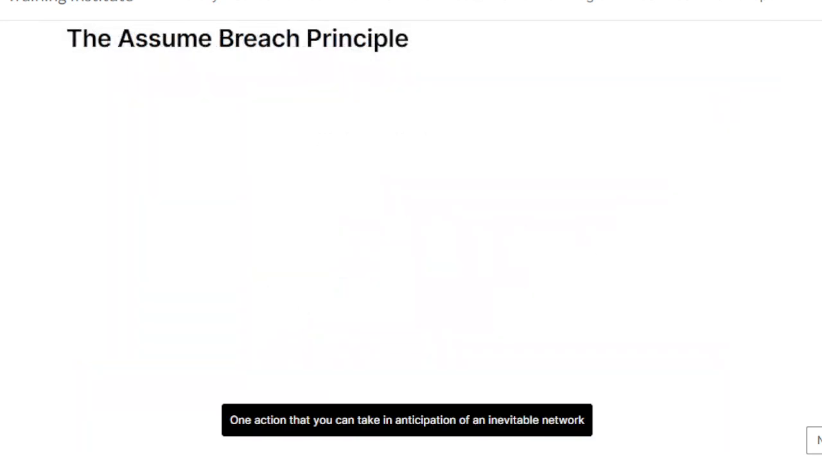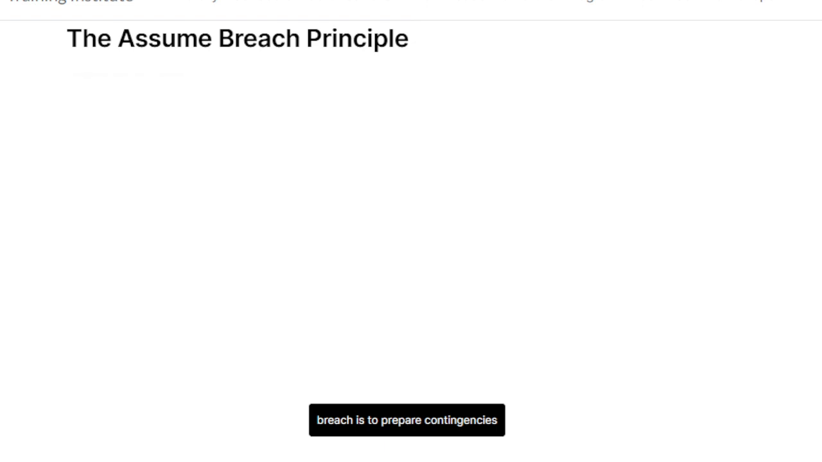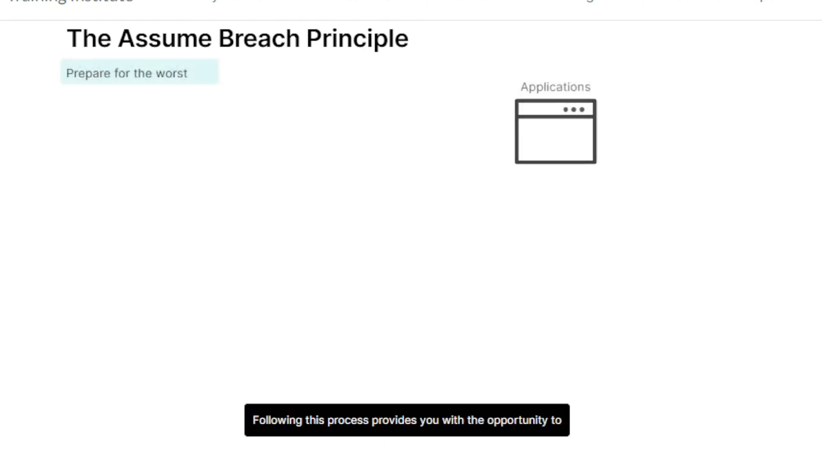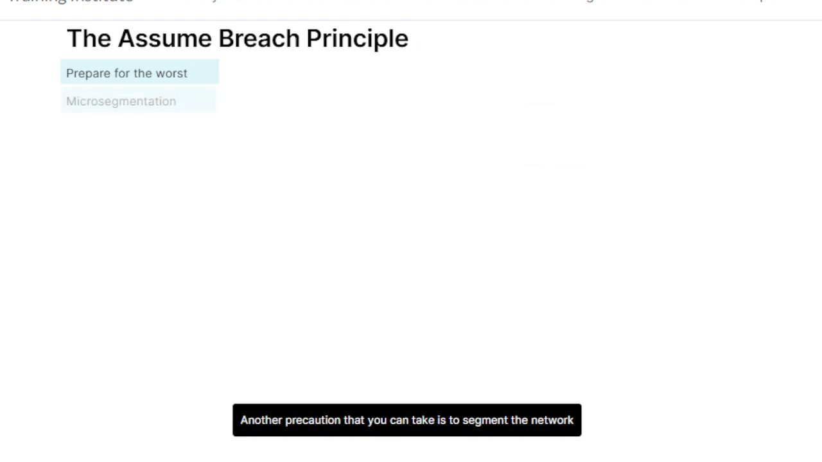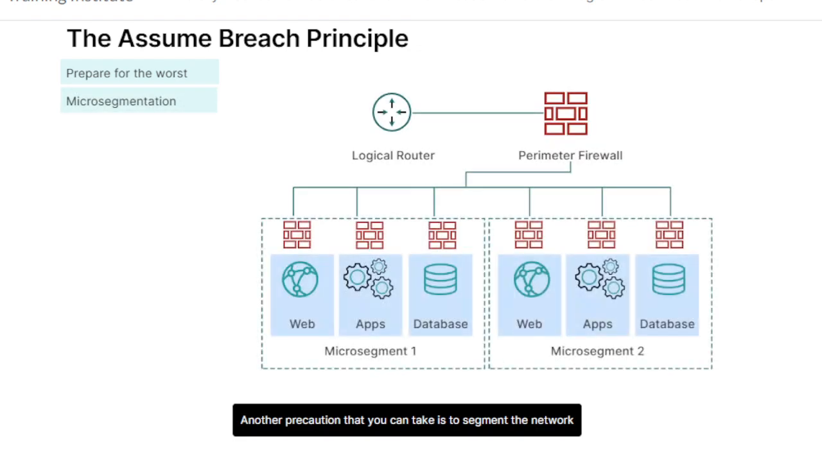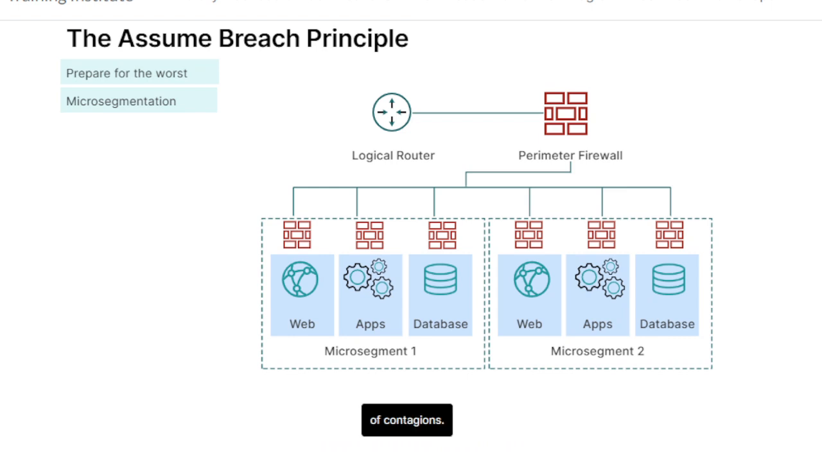One action that you can take in anticipation of an inevitable network breach is to prepare for contingencies for the worst situations. Following this process provides you with the opportunity to make various plans that can be invoked immediately after a breach. Another precaution that you can take is to segment the network into smaller sections to restrict the lateral movement of contagions.